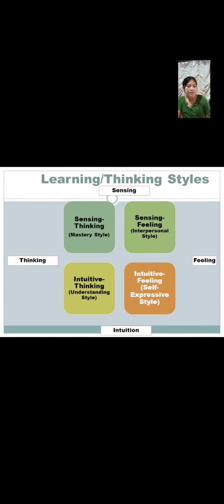Harvey F. Silver classifies learning styles, but before that, who is Harvey F. Silver? He is the president of Silver Strong and Associates and Thoughtful Education Press. He is one of the most influential teachers in the country. Harvey Silver classifies it into four groups: number 1, the sensing thinking or mastery learner; number 2, the intuitive thinking or understanding learner; and number 3, the sensing feeling or interpersonal learner.